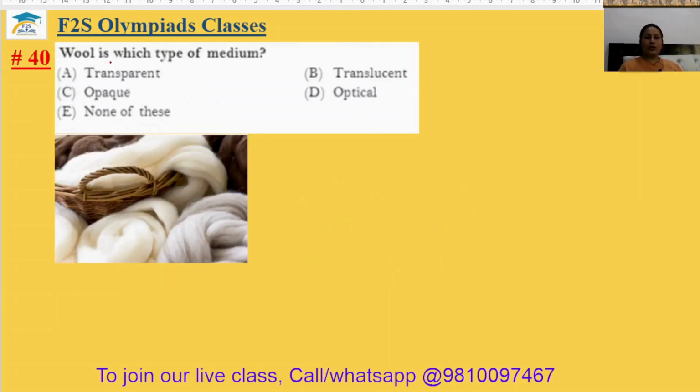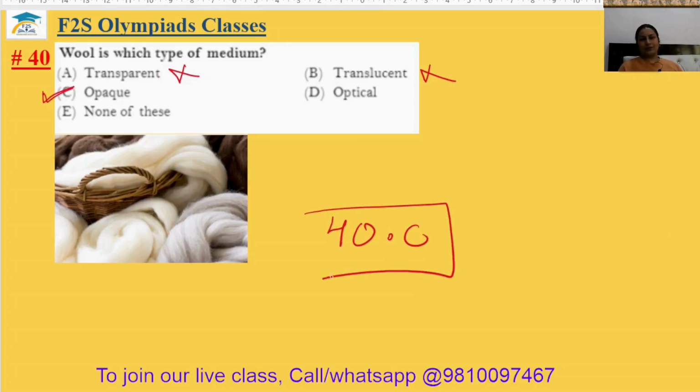Question number 40. Wool is which type of medium? Transparent medium, no, we cannot see beyond the wool. Translucent, no. It is the opaque medium. The 40th answer will be option. Okay.